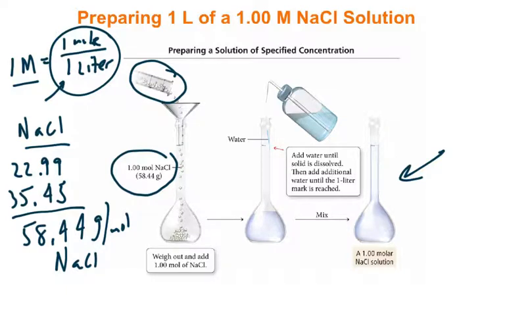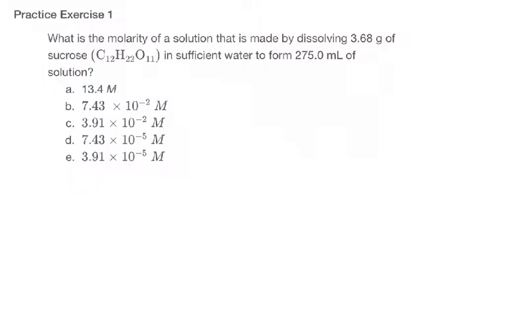Now we're going to take a look at some sample problems using the formula mentioned previously. In this question, they want to know what is the molarity of a solution made by dissolving 3.68 grams of sucrose in sufficient water to form 275 milliliters of solution. Well, the solute is the sucrose. According to our formula, we have to change the solute into moles. So we need to find the molar mass of sucrose. Let's go ahead and do that down here.